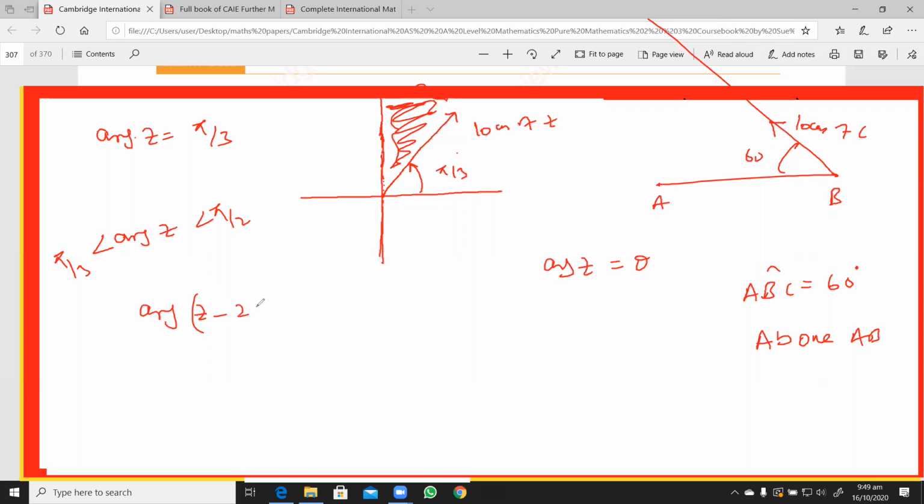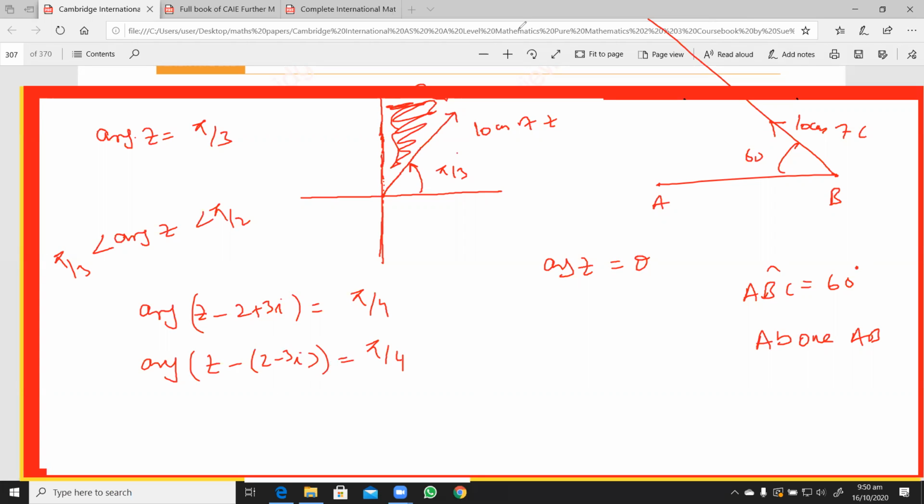Now you can also be asked: the argument of z minus 2 plus 3 iota is pi by 4. So first of all, you will again maintain a minus like we were doing in the case of the modulus. This is z minus 2 minus 3 iota, and that is pi by 4. Now this would mean that the vertex of that argument is going to be translated to 2 minus 3 iota, as in the case of the circle, the center of the circle.